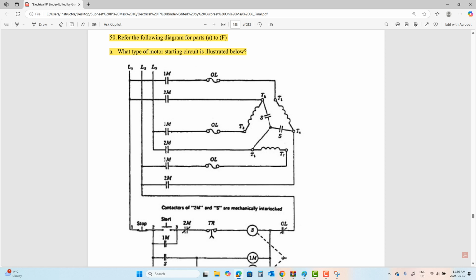So the whole thing that I explained to you is nothing but a Y delta starting process controlled by the S coil and the 2M coil. That's happening. Okay, so stay with me. What type of motor starting circuit is being illustrated? A Y to delta starter, right? We are reducing the voltage by √3 and inrush by 1/3.